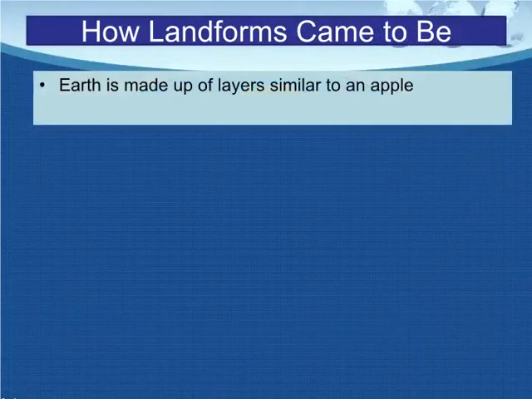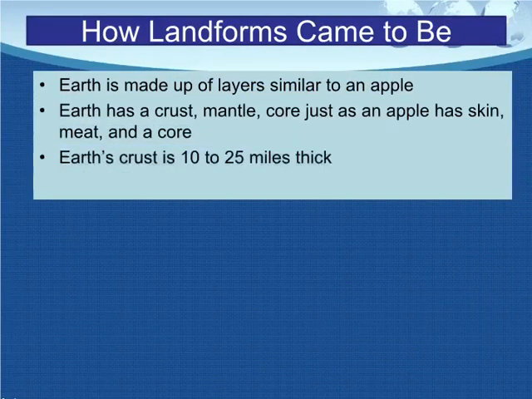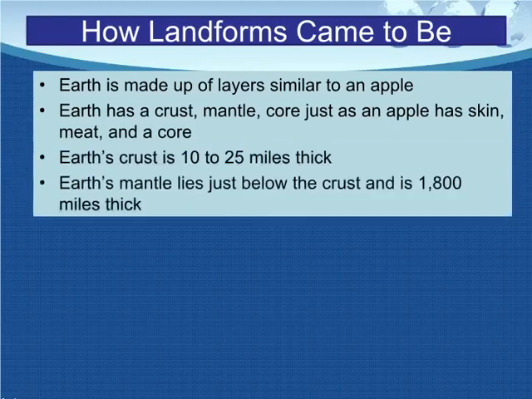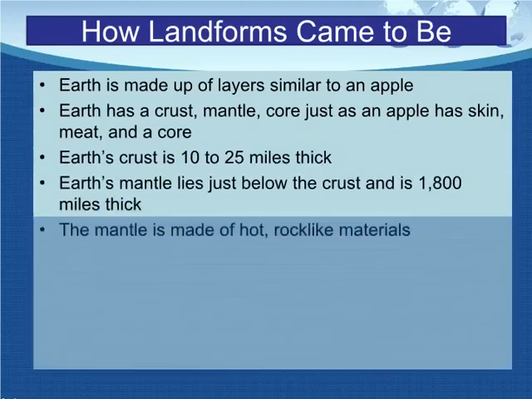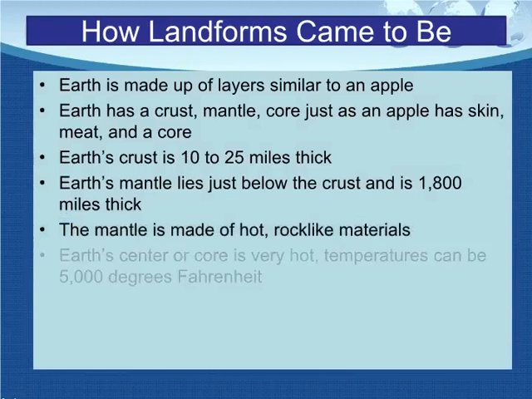Earth is made up of layers similar to an apple. Earth has a crust, mantle, and core, just as an apple has skin, meat, and a core. Earth's crust is 10 to 25 miles thick. Earth's mantle lies just below the crust and is 1,800 miles thick. The mantle is made of hot, rock-like materials.